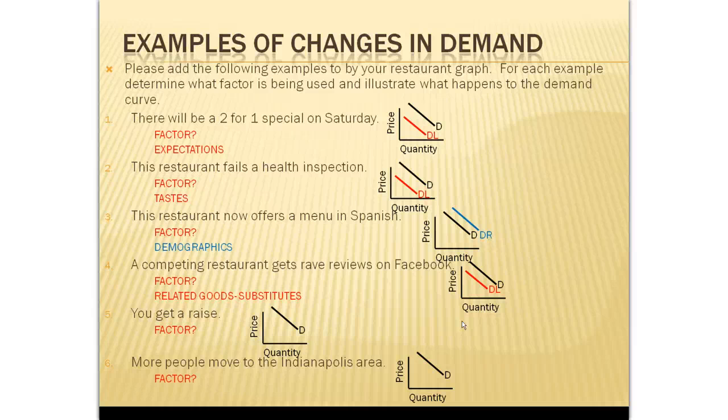Number 5, you get a raise. If you get a raise, this is going to be income, and restaurants are normal goods. If we get more income, that means we are going to be willing to go to them more often, so this is going to cause an increase in demand. Lastly, more people move to the Indianapolis area. This is going to be population, the amount of people in the area. If the population increases, then there is more demand out there, so our demand shifts to the right. Okay, how'd you do?